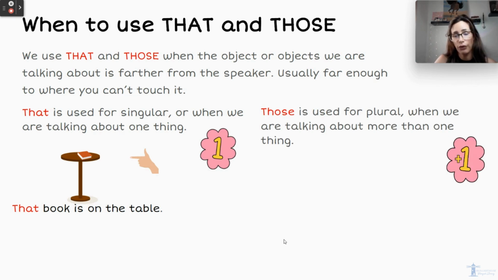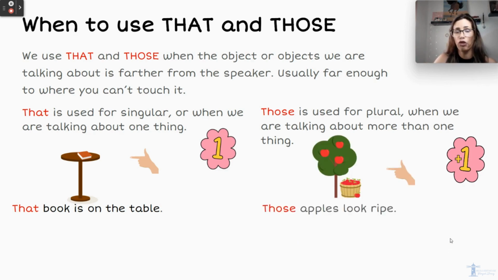With those, it's going to be used when an object is further from you, and there's more than one. Those apples look ripe. And you can see that there's 3 apples on the tree. 3, there's more than one. And then you have the barrel with many apples. Those apples look ripe.